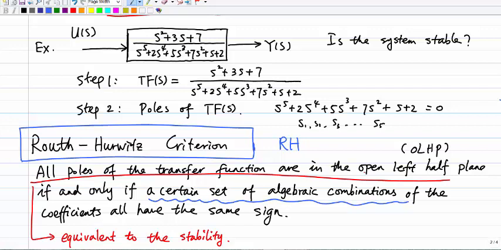If this set of algebraic conditions on the coefficients all have the same sign, it doesn't mean they must be negative. They could be negative or positive, as long as they have the same sign. Note that all poles of the transfer function being in the open left half plane, meaning the poles have negative real parts, is equivalent to the statement that the system is stable.